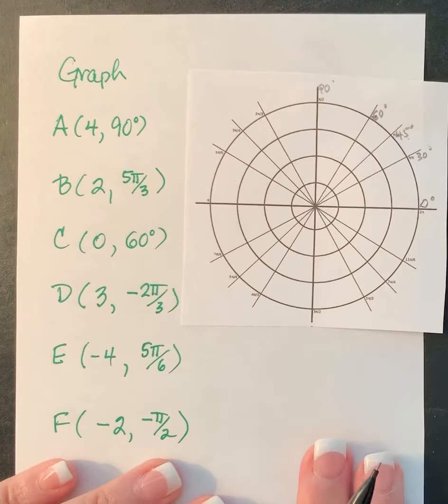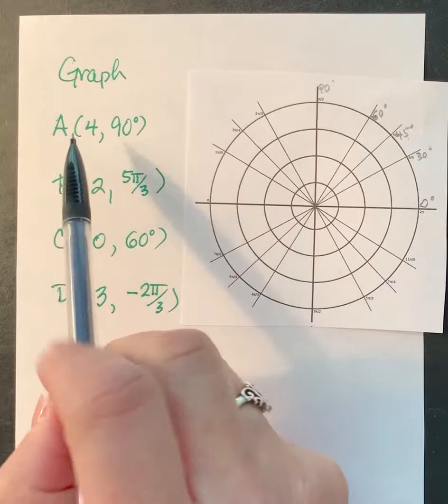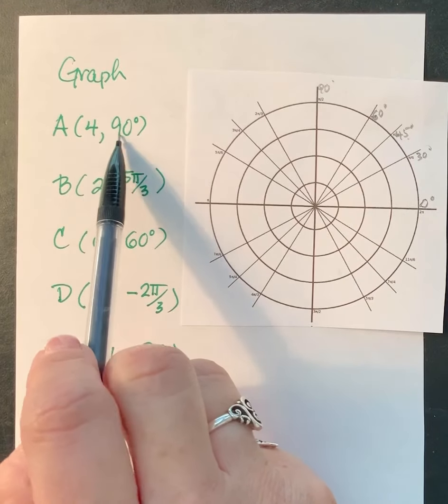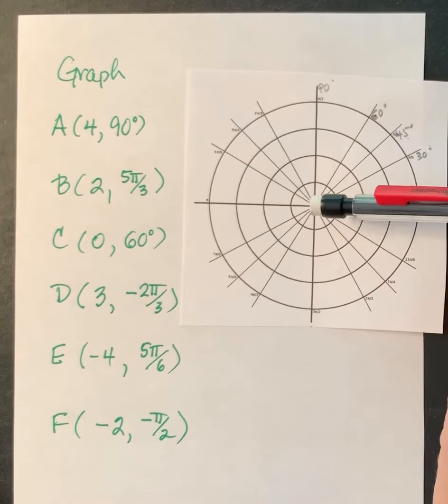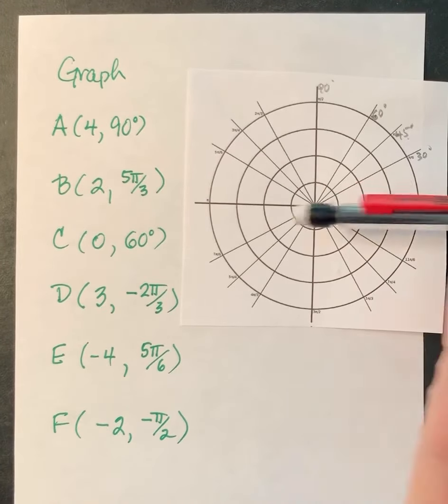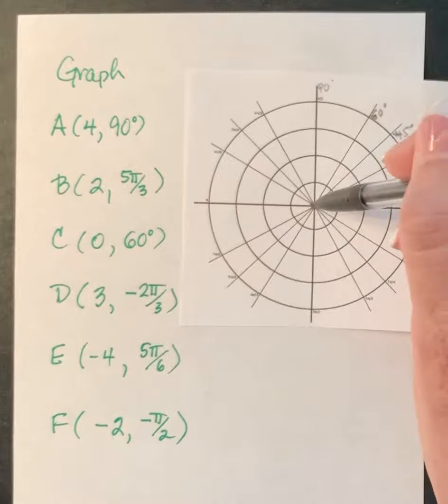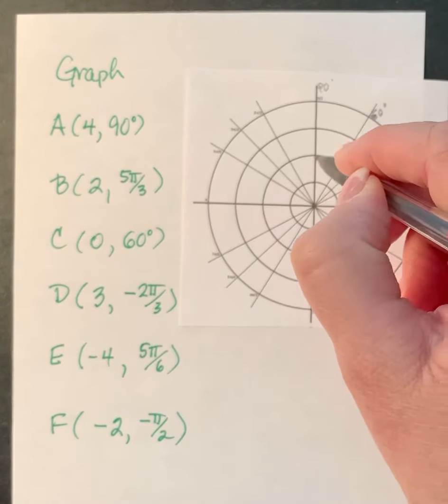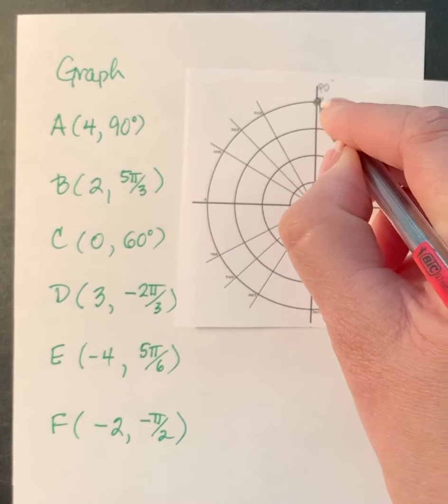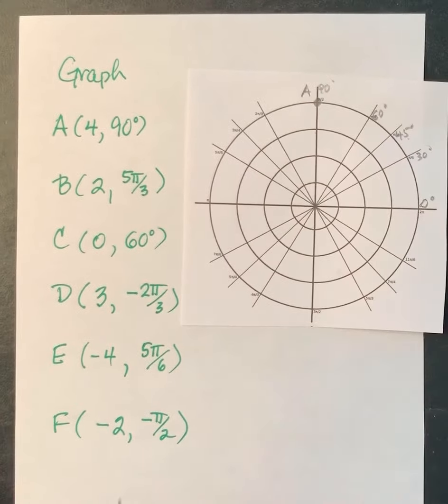All right, so just some sample points to practice graphing. If you were going to do 4, 90 degrees, you're going to measure 90 degrees, and it's all from the polar axis as always, straight to the right. So 90 degrees will be what you're used to, straight up, and you would count 4 spaces. So 1, 2, 3, 4. Here's where point A would be.